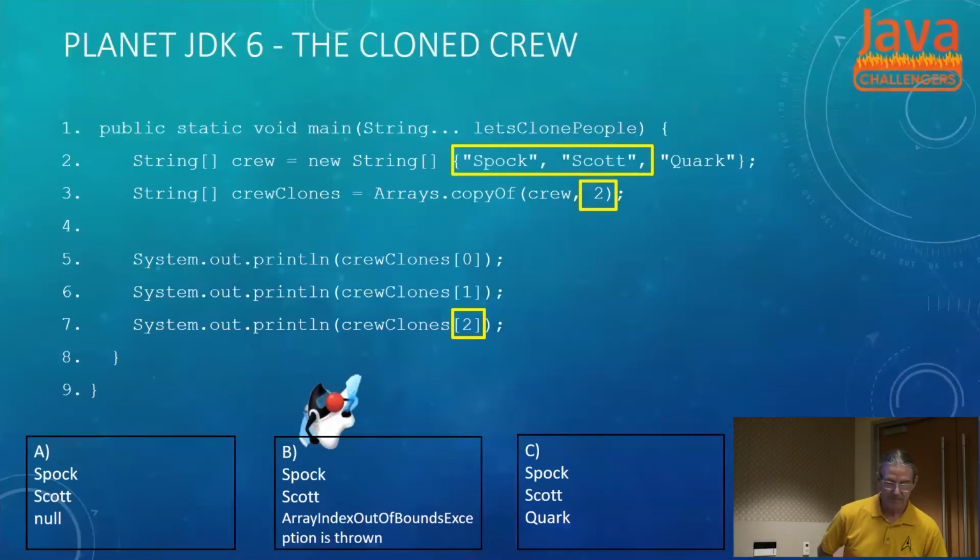Gotcha. All right. So as you can see by the yellow that came up as we were talking, Spock, Scott, 2, and 2 is the array index out of bounds because it starts at 0. Any questions on this one? We'll get better.